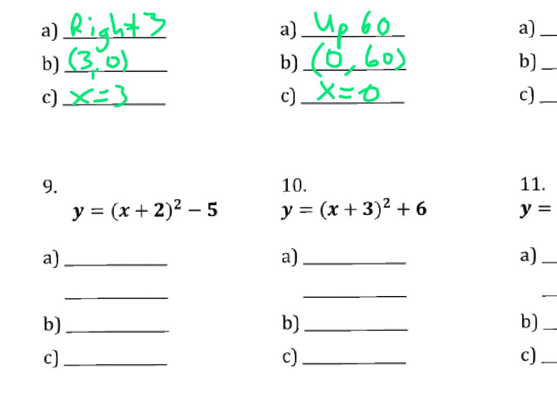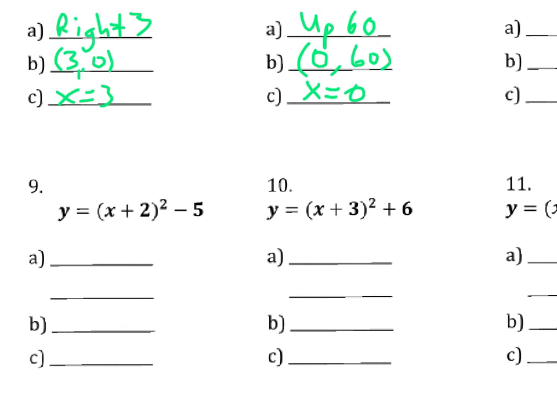I'll do one more on this page so you see number 9. Inside the parentheses, you have positive 2, and on the outside, negative 5. Remember, on the inside of parentheses, it's always the opposite sign. So it's really a negative 2, meaning we go left 2. And down 5 is on the outside, meaning that our vertex is negative 2, negative 5. And the axis of symmetry then is x is negative 2.